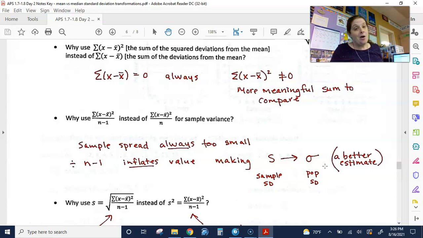So in other words, since I know that standard deviation is going to be too small, I go ahead and just inflate it right from the start. I'm making it just a little bit bigger in hopes that that number will be a little bit better.